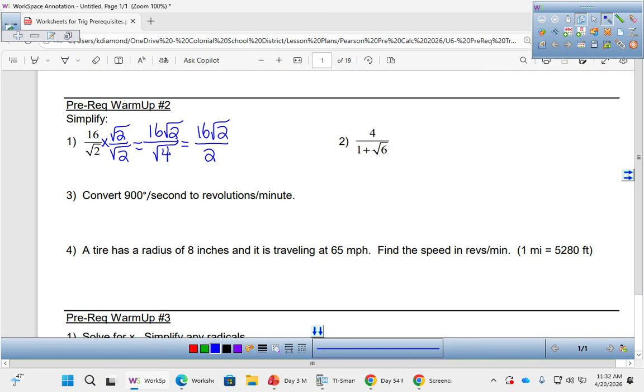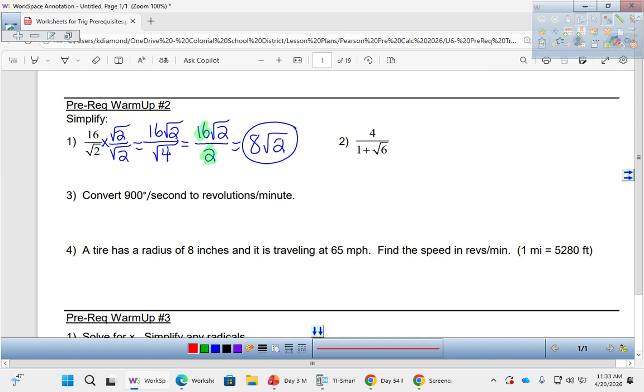And then my last step here is going to be to simplify my like terms. 16 and 2 are both not inside the root, which makes them like terms. So 16 divided by 2 is 8. So my final answer for this one is 8 root 2. The denominator is rationalized because there's no root in the bottom anymore.